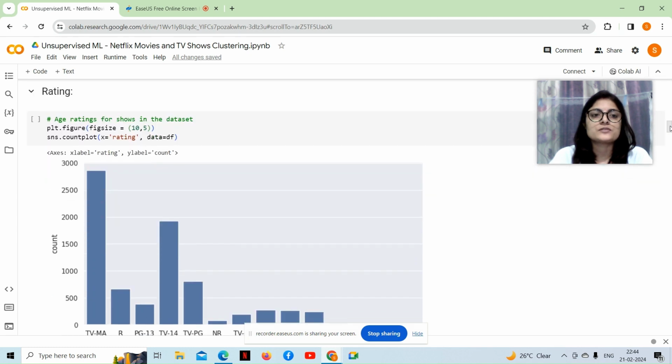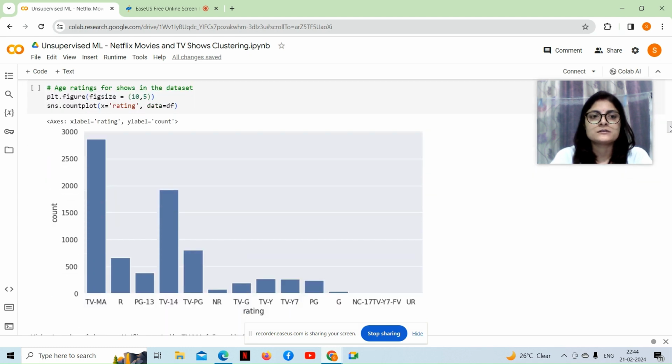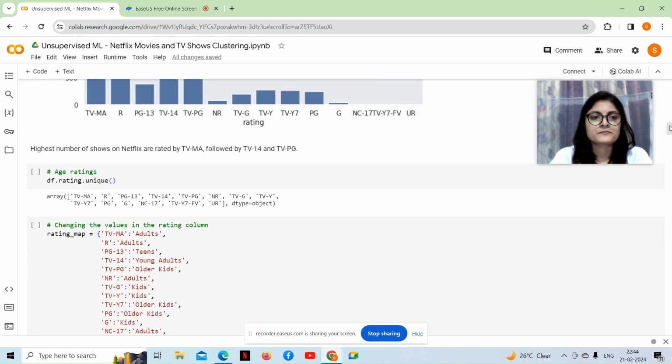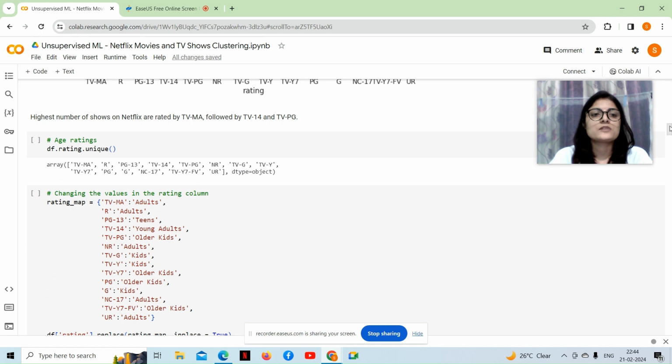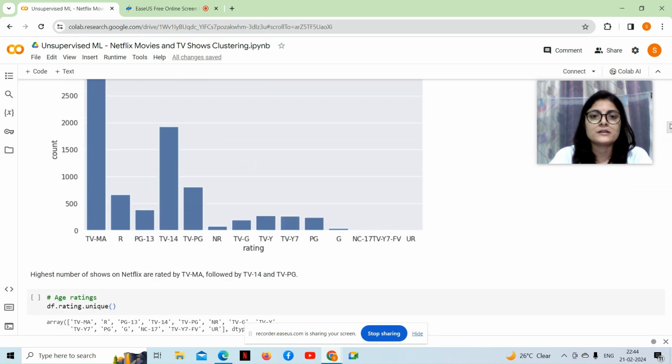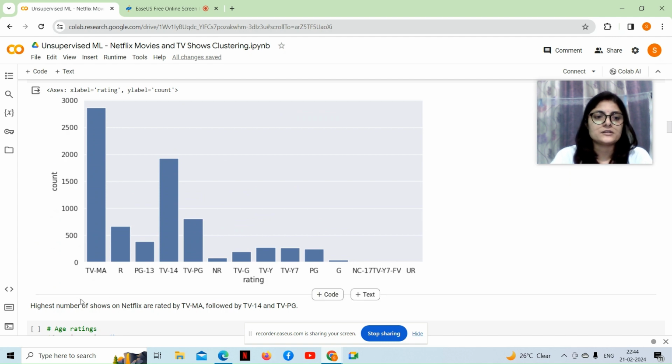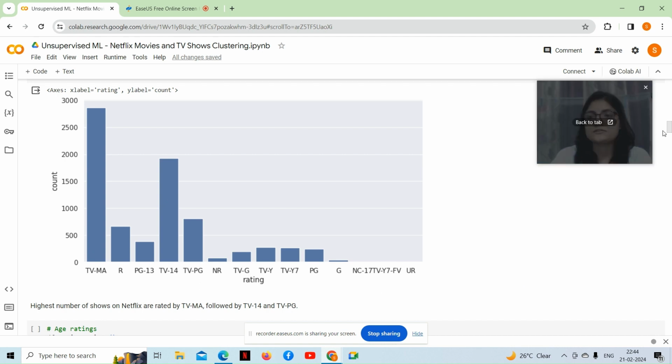Now we move to age rating. In age rating for shows in the data set, the highest number of shows on Netflix are rated TVMA, followed by TV 14 and TVPG. This graph is showing the highest number of shows on Netflix are rated TVMA, then followed by TV 14 and then TVPG.